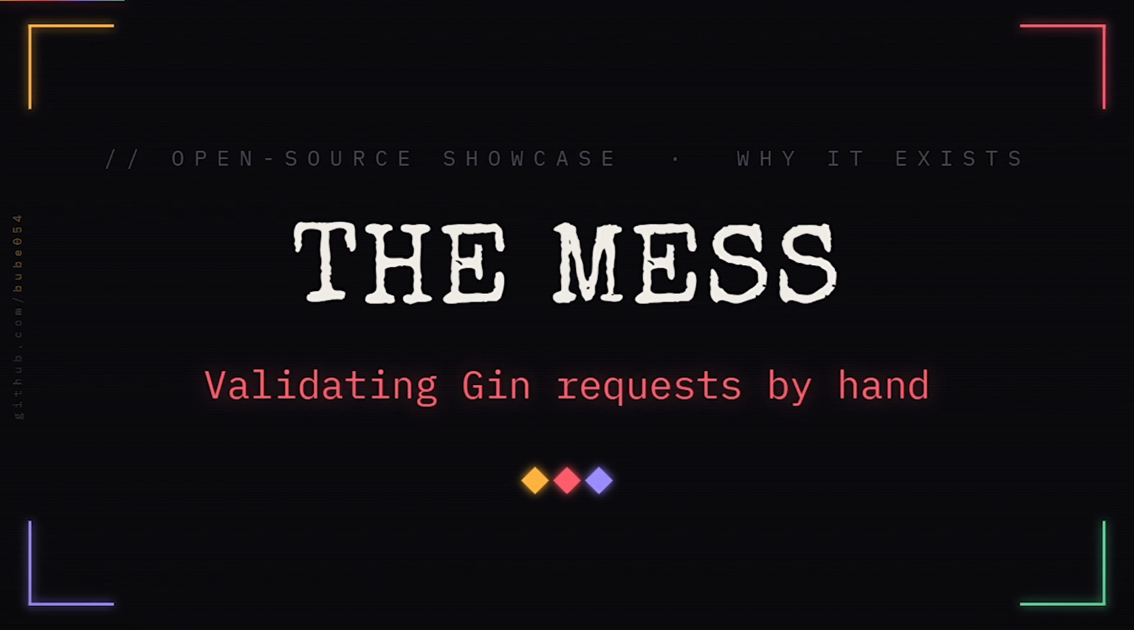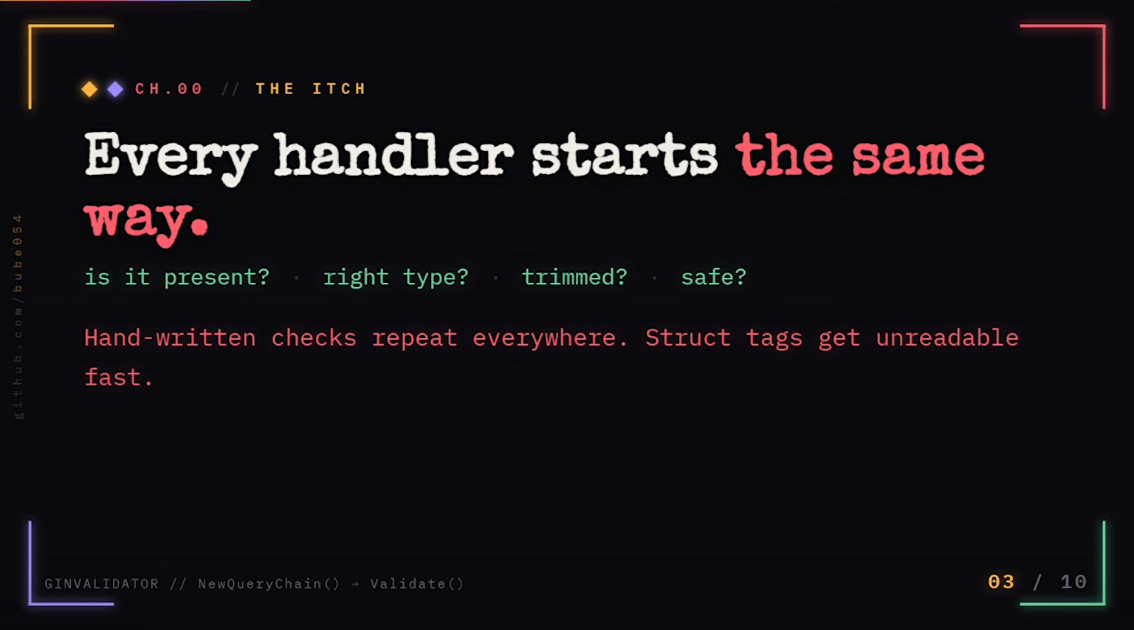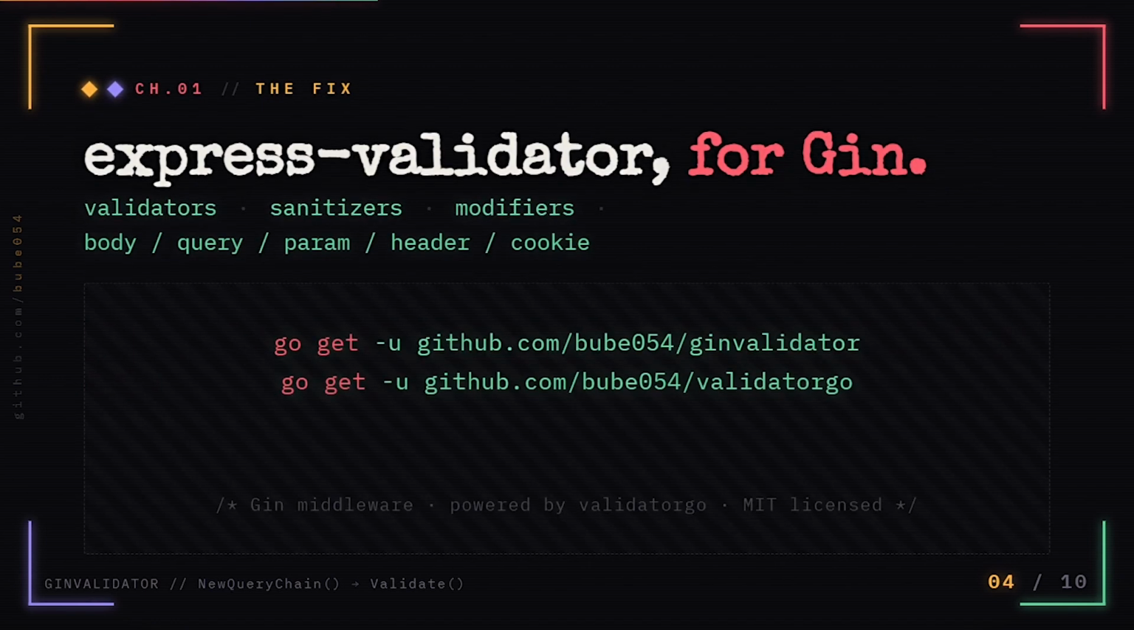Look at almost any Gene handler and the first chunk is the same ritual every time. Is the field present? Is it the right type? Is it trimmed? Is it safe to use? You either handwrite those checks and repeat them across every route, or you lean on struct tags, which get unreadable the moment your rules get interesting. So I built Gene-Validator, express-validator, but for Gene.